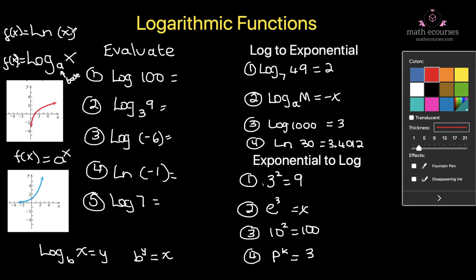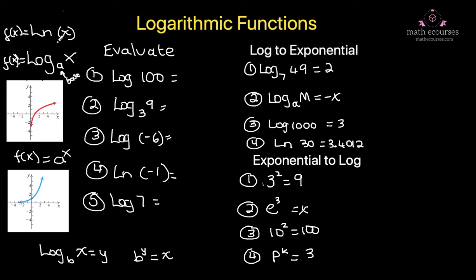We also have what we call a natural log. A natural log is written as ln of x, and it is the inverse of the exponential function e. The log is the inverse of any number. So this base here would be any number, whereas this one has to be an e.